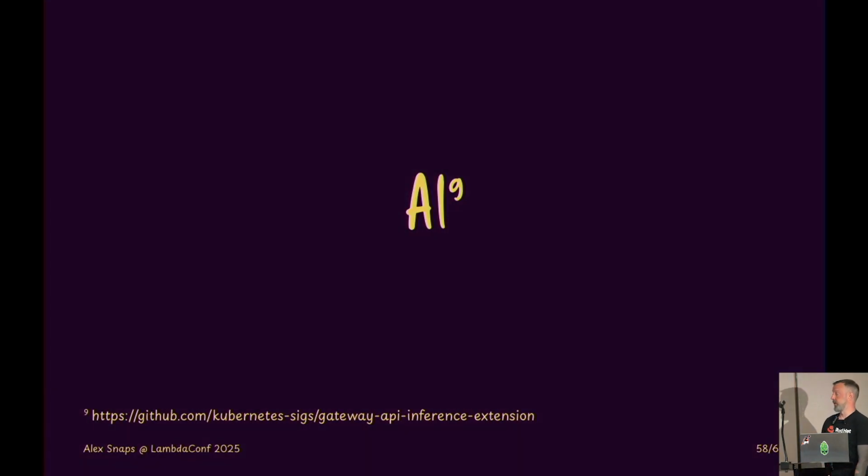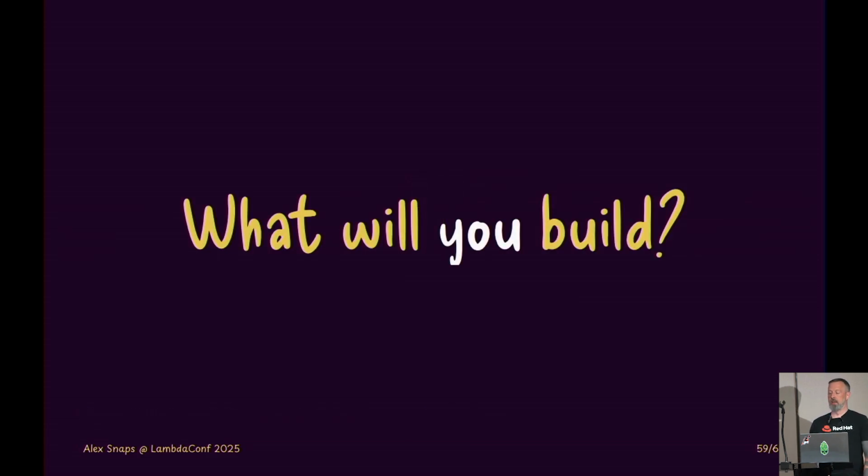More work going on is obviously with AI. No talk would be complete with Dijkstra or AI nowadays, apparently. So because there is a Gateway API inference extension coming, we're looking at what this would mean for us and how we can use this again as a domain for others to use.